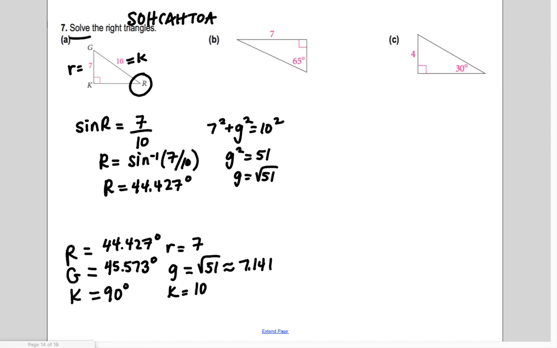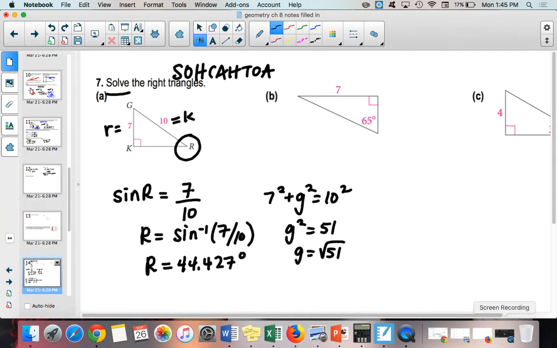Does this make sense, how you can find all those missing sides? So we're going to continue to practice this tomorrow, but I want you to do your homework and try your best. And we can answer some questions tomorrow. Let me stop this.